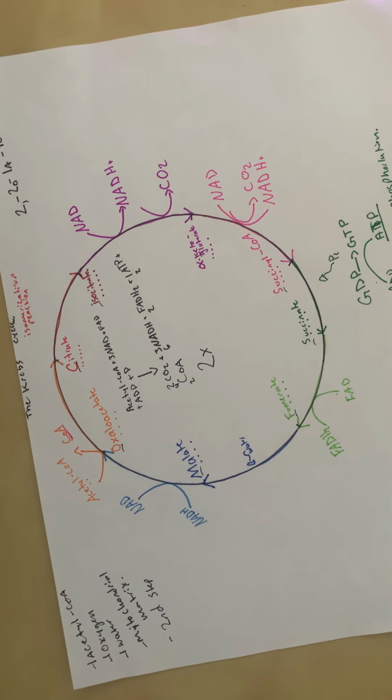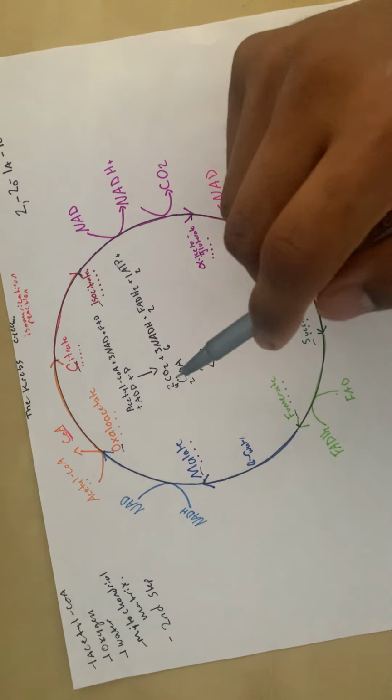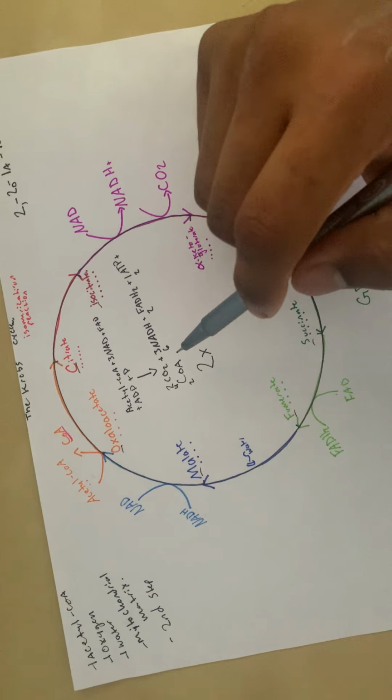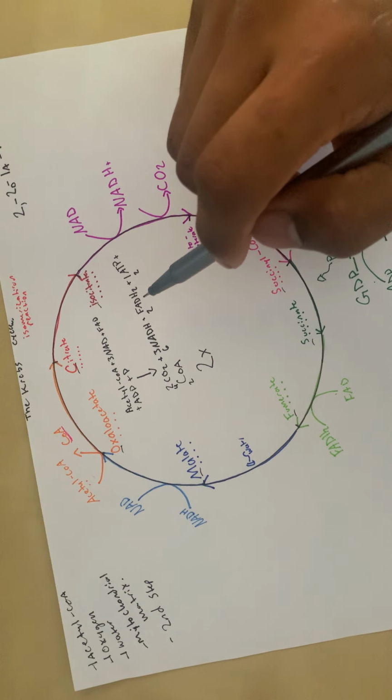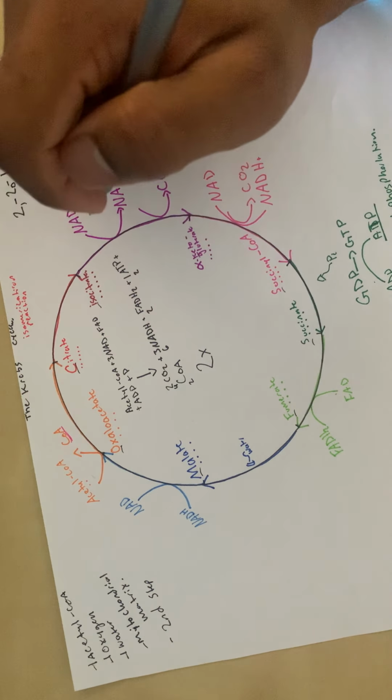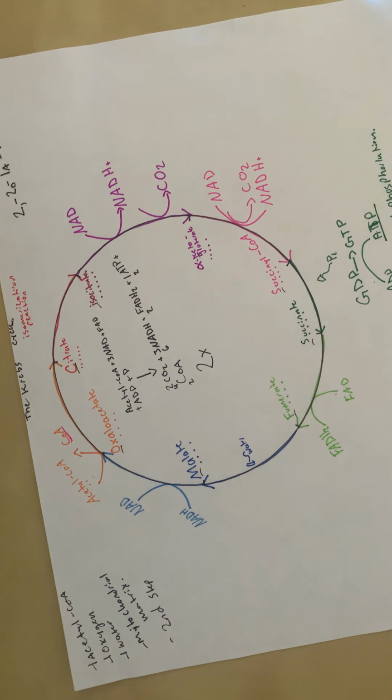So that is the Krebs cycle. And I think I've hit everything. So the products that are formed in this are two carbon dioxide, 6 NADHs, two FADH2s, 2 ATPs, 2 CoAs.